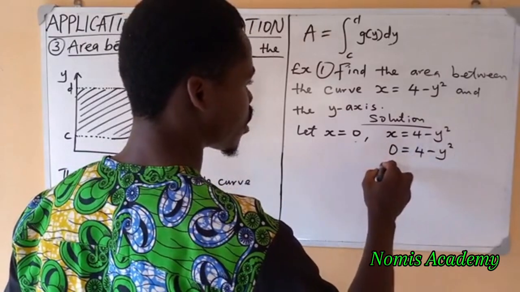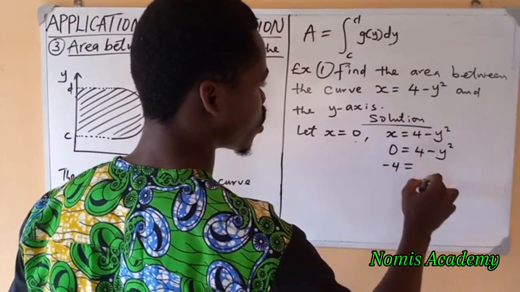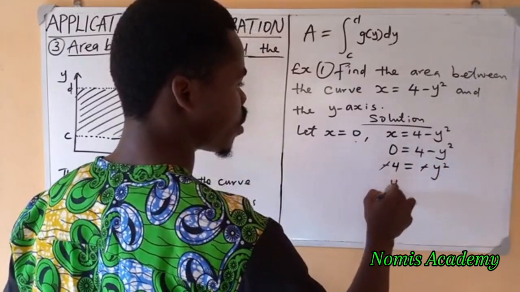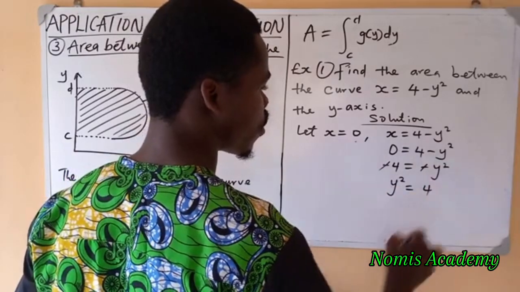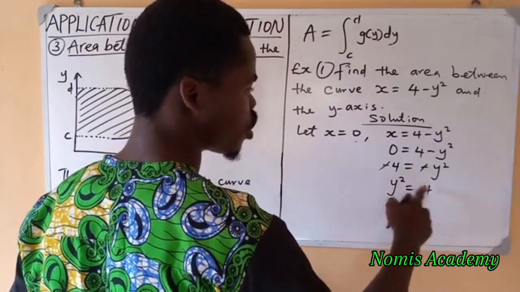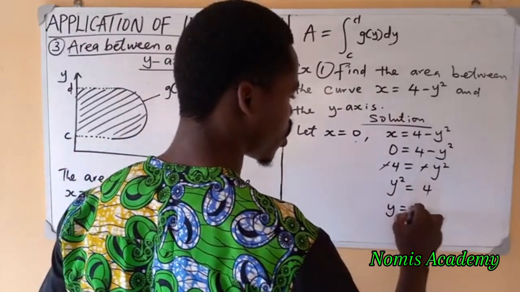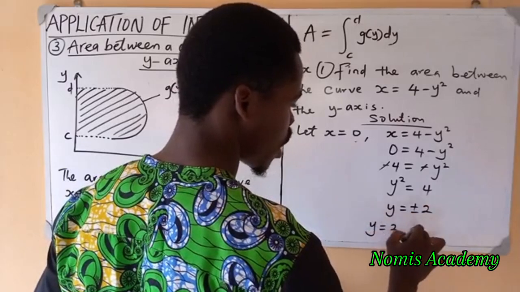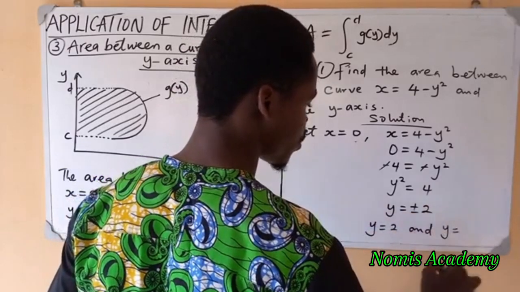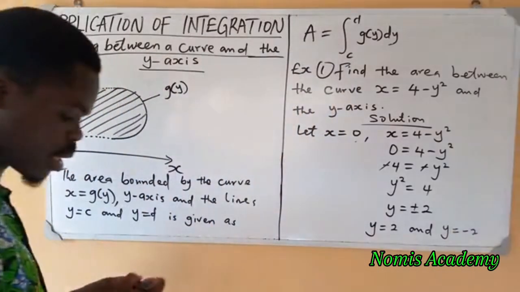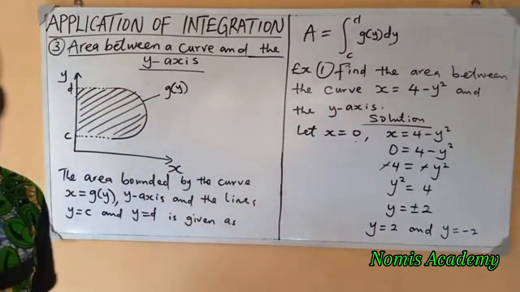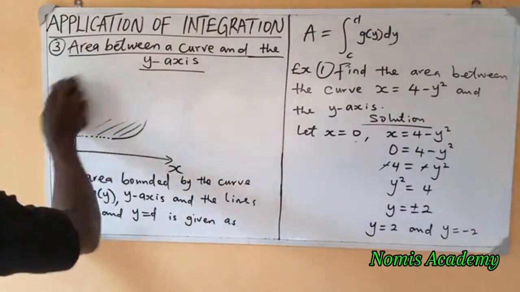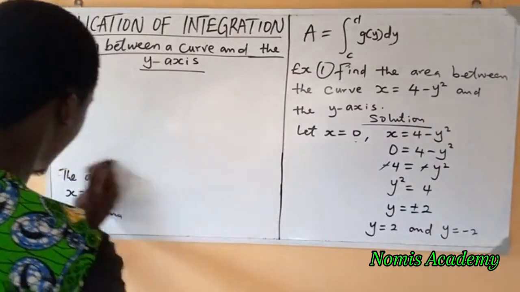So that will be minus 4 equal to minus y squared. So minus cancel minus, y squared is equal to 4. So the value of y, when you take the square root of both sides, will be plus or minus 2. Therefore, y is equal to 2 and y is equal to minus 2. So we can take the diagram to see a clear picture of the area we are looking for. So let's take the diagram for that problem.